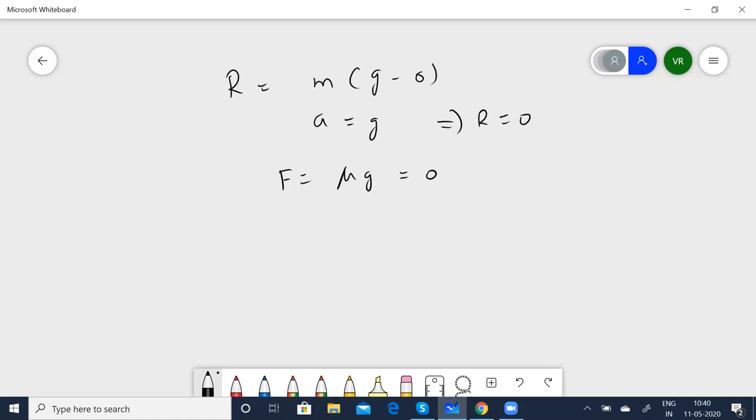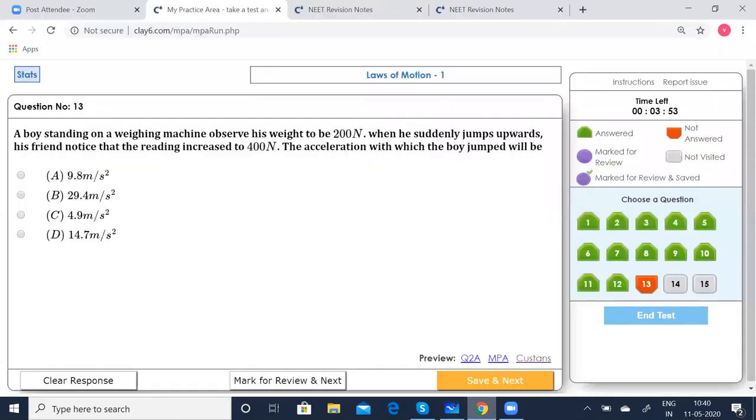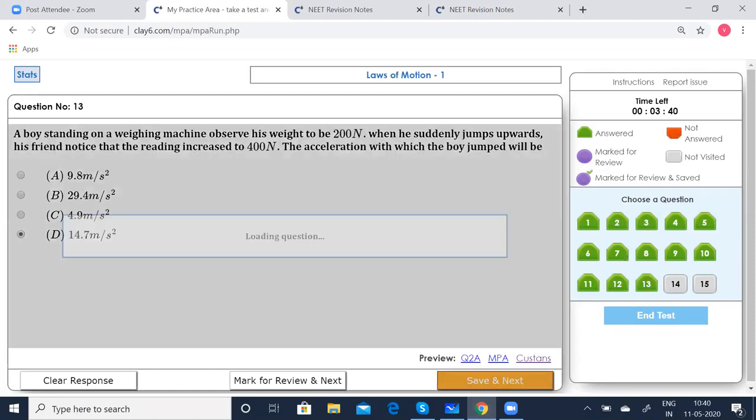So therefore, let's see which option is correct. Mu g, you can substitute and find out that the value is going to be 14.7. Okay, save that, go to the next.